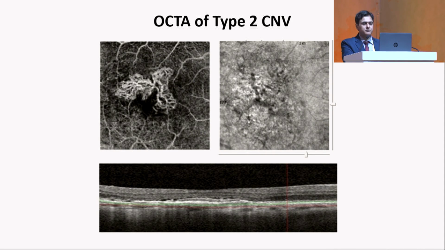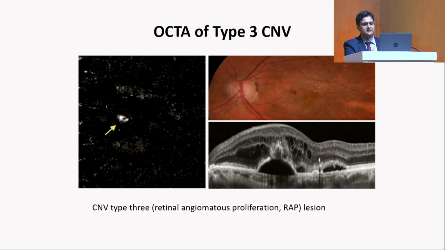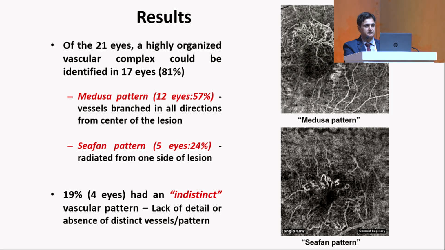So, just showing a few pictures of a type 2 CNVM on OCTA, you can see the well-defined vascular network. I'll just show what we did in this study. This is a RAP lesion or a type 3 CNVM which can be seen in the intraretinal space.